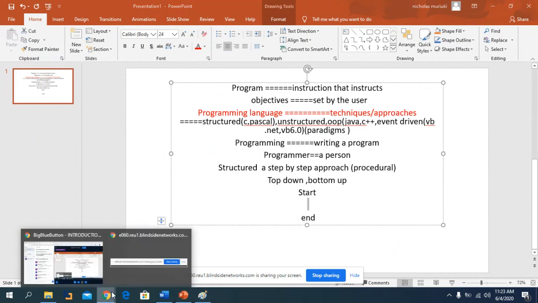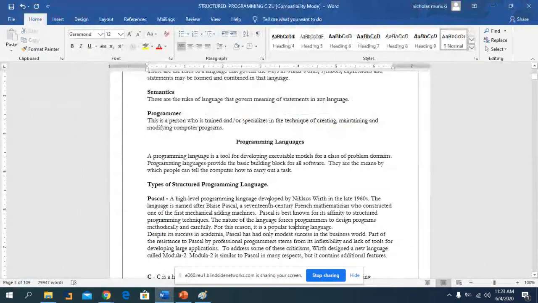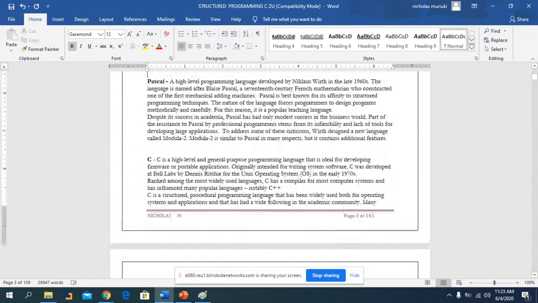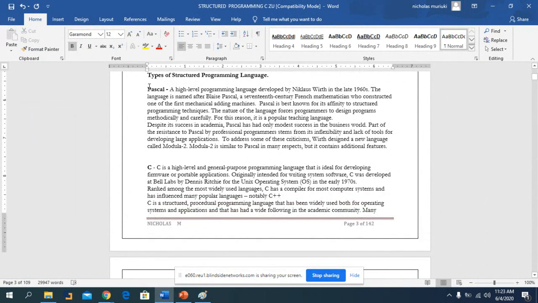So in this case, let us try to understand the first language that we are having here. We have said the types of structured programming languages that we are supposed to have. One of them is Pascal. I want to read the history of this programming language. This first language was written by a person called Blaise Pascal, as the name suggests, and mostly it was written for mathematical purposes. That's why we still use it today, but it is not in the market because it's a very old language, because it is inflexible, and because we don't have tools to allow it to be written. Sometimes we have some issues.